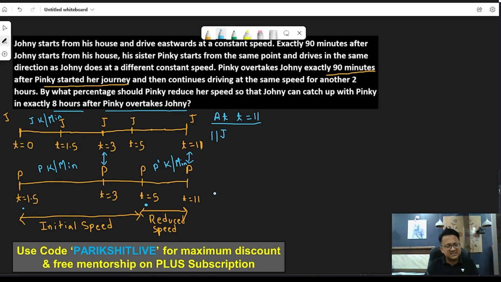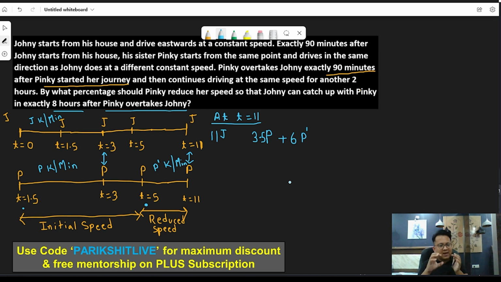Speed was P. So what is the distance traveled? The distance traveled by Pinky would be the speed of Pinky, which is P, and the time from t is equal to 1.5 to t is equal to 5, so 3.5 hours. So speed into time is 3.5P. Yes. And from t is equal to 5 to t is equal to 11, for the next 6 hours, the distance covered would again be speed into time. Speed is P dash, and time is 6 hours. So I hope you get it.